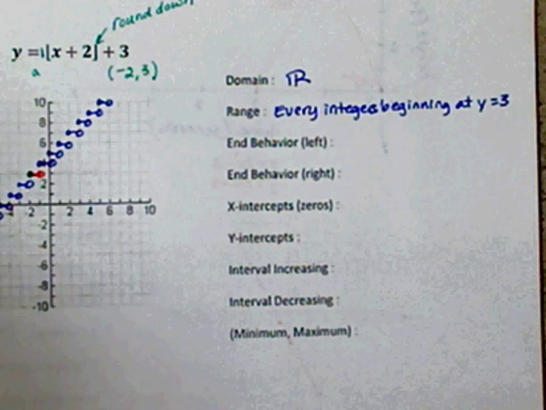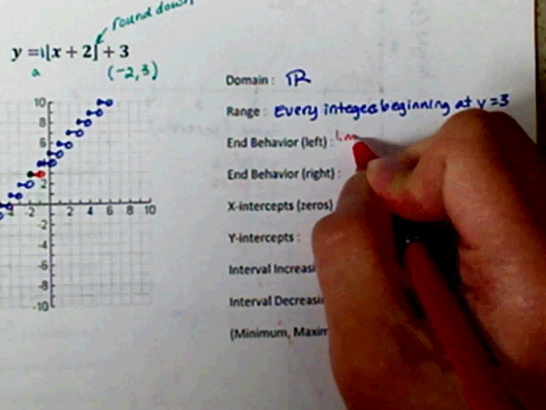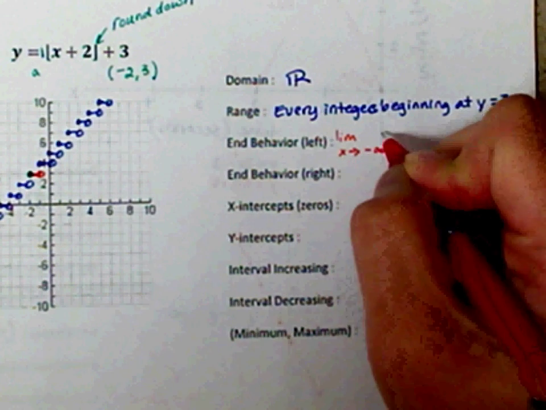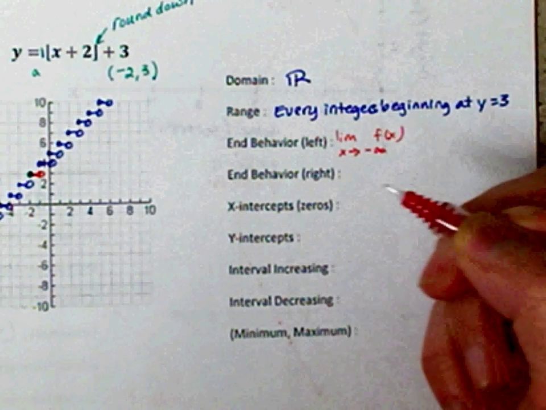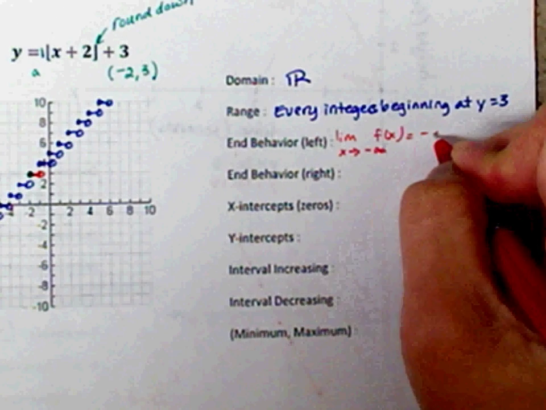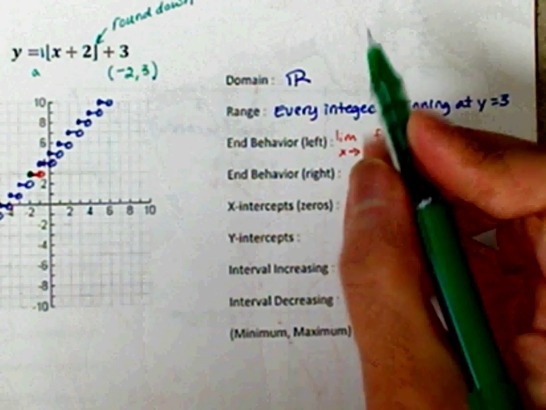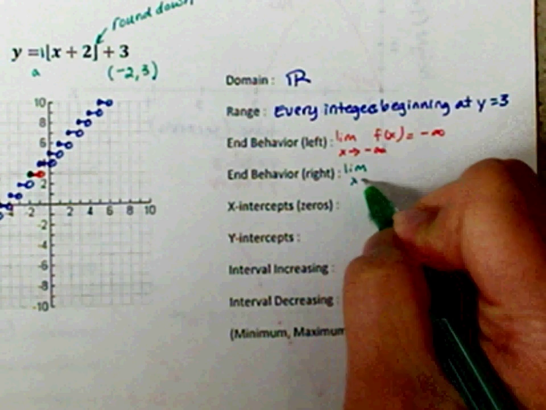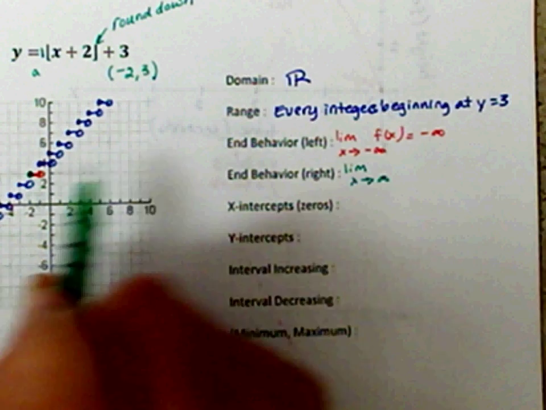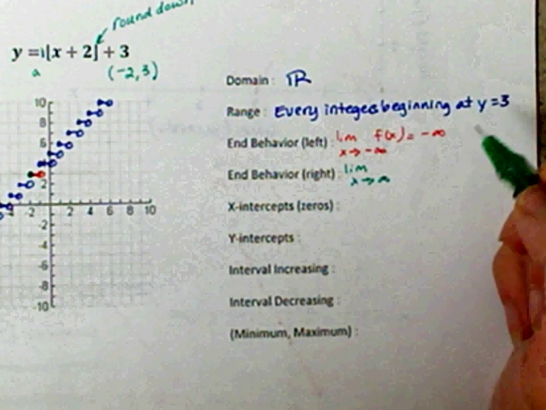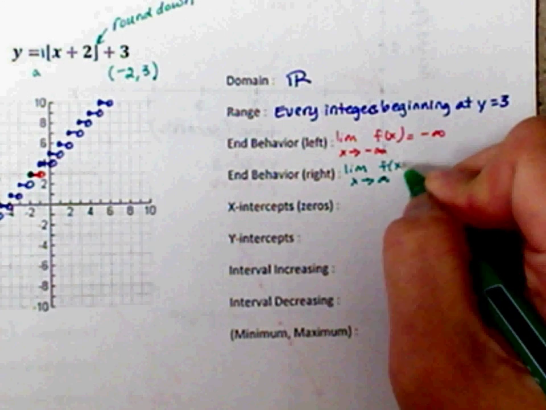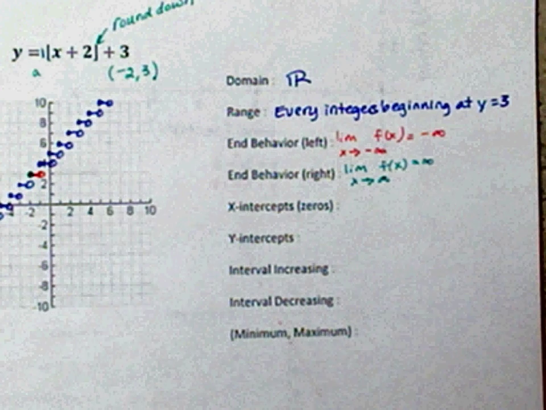Let's take a look at your end behavior. Limit as x is approaching negative infinity. As it's going west, it's going down. Right hand side, limit as x is approaching positive infinity, it's going to the right, it's also going up. So f of x is equal to positive infinity.